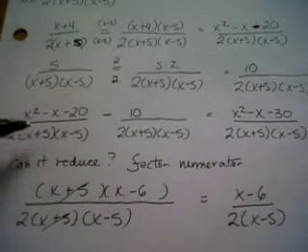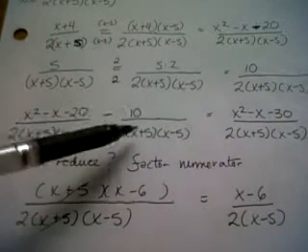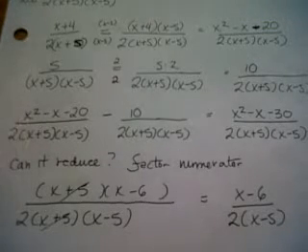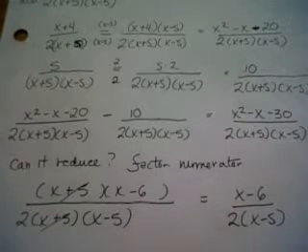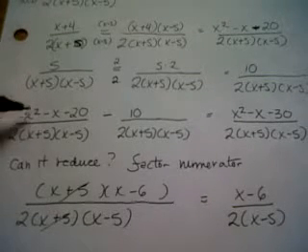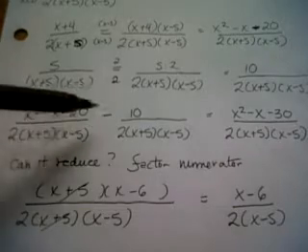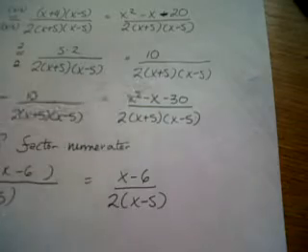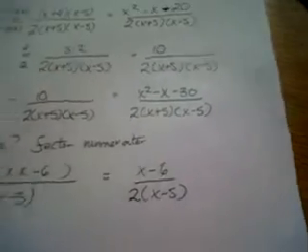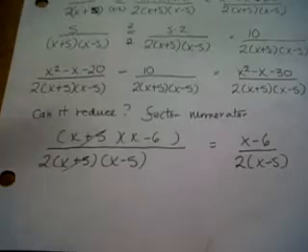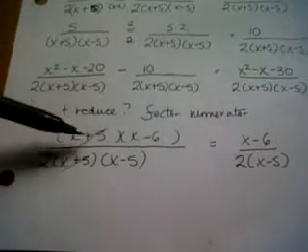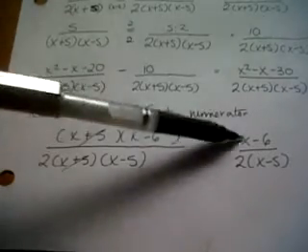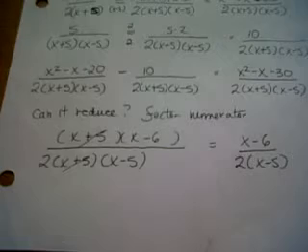Now I take a look at this, and I can rewrite my fractions. So I had x squared minus x plus 20 minus 10, so I can combine them, and when I combine them I get x squared minus x minus 30. My denominator stays the same. I look to see, can I reduce this? And that actually did factor, and it factored to x plus 5 times x minus 6, so the x plus 5s cancel out. I'm left with x minus 6 over 2 times x minus 5 on the bottom.